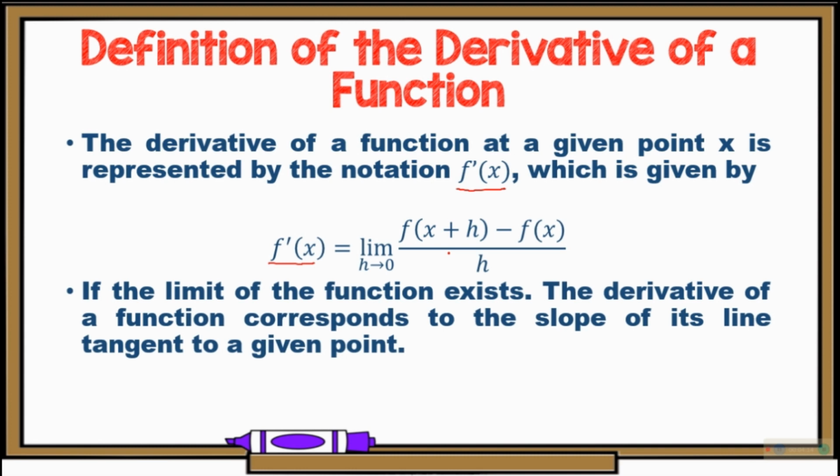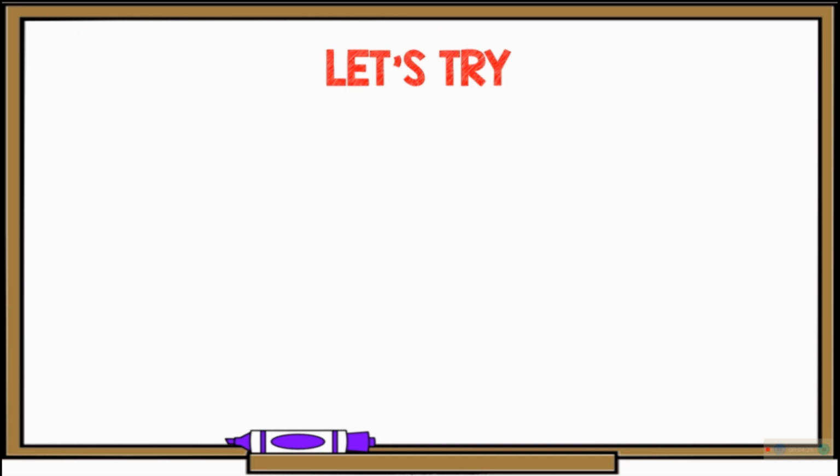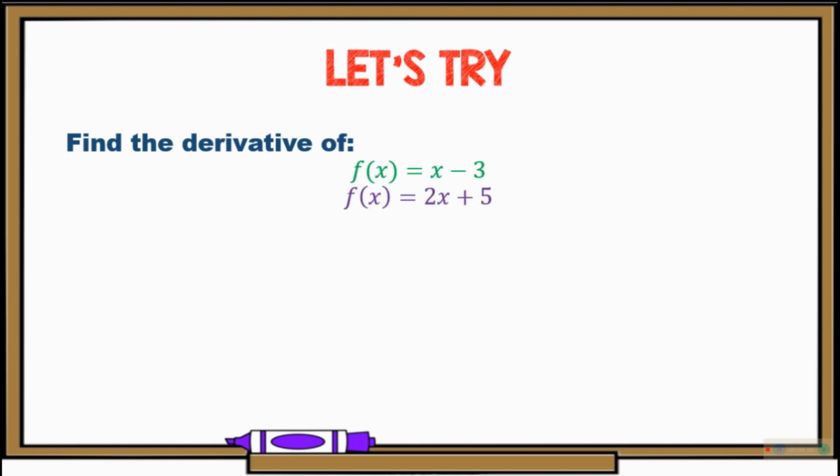If the limit of the function exists, the derivative of a function corresponds to the slope of its tangent line at a given point. To help you recall it better, we are going to have some examples. Let's find the derivative of the following functions. We have f of x is equal to x minus 3, f of x is equal to 2x plus 5, and f of x is equal to x squared.